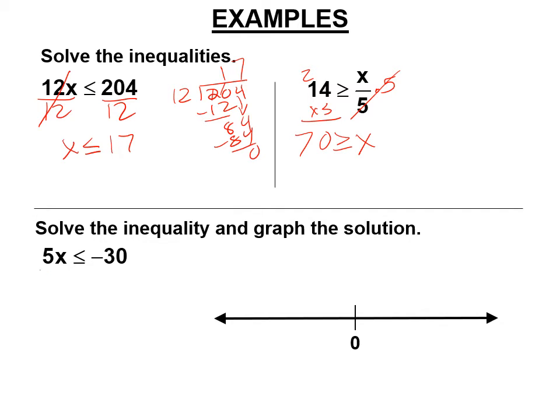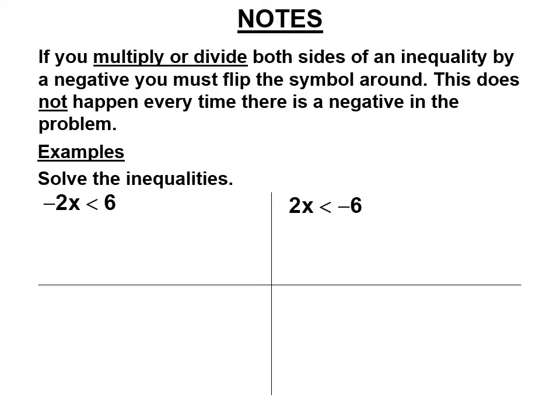All right, divide both sides by 5. X is less than or equal to negative 6. So we have to show negative 0. Then what? Negative 1, negative 2, negative 3, negative 4, negative 5, negative 6. Close circle on negative 6 because we have the or equal to symbol. And we need the numbers less than or equal to negative 6. They're this way. We solved it and graphed it.